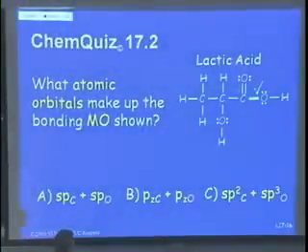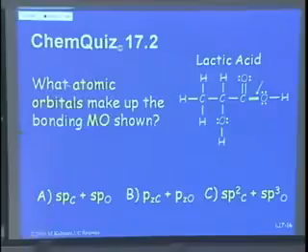So now let's look at this bond here. I want to know from you what atomic orbitals make up the bonding molecular orbitals shown here. Would it be an sp on the carbon and an sp on the oxygen, or a pz on the carbon and a pz on the oxygen, or an sp2 on the carbon and an sp3 on the oxygen? What do you think about this? Show me what you got.